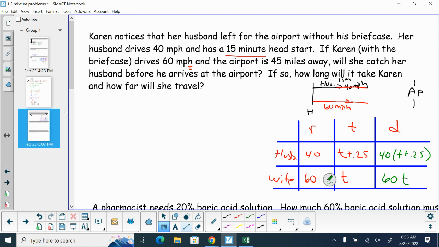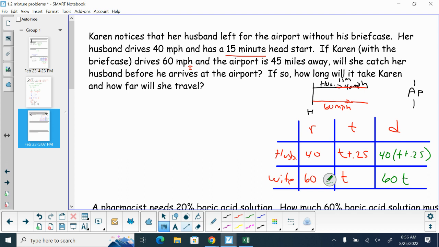What's going to be the relationship between these two distances? In the first problem, we added two distances to get a total amount. But what's true with our distances here? Hmm?